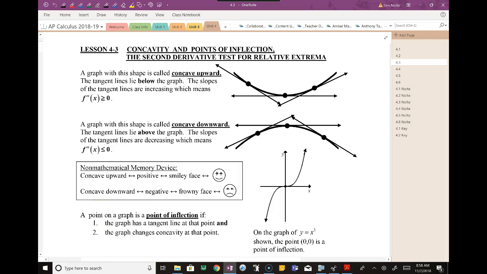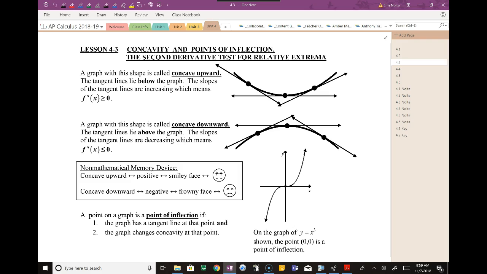Okay. So 4.3 is talking about the concavity of a function, and then points of inflection. And in order to figure out concavity and points of inflection, we are going to use the second derivative test.